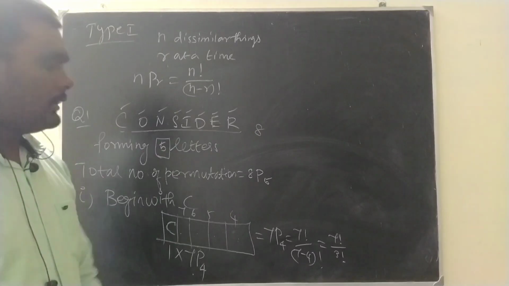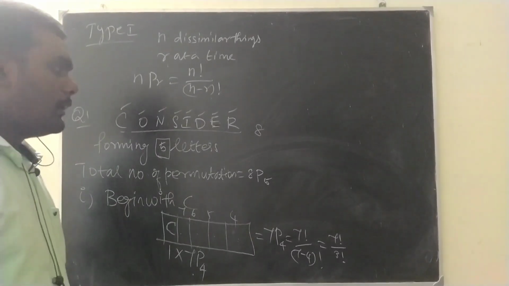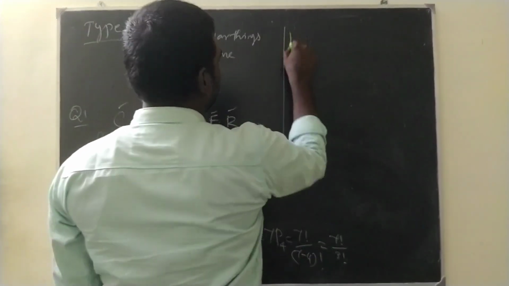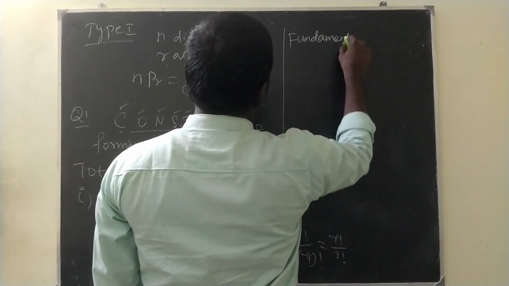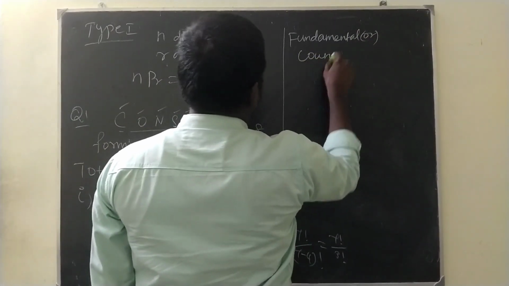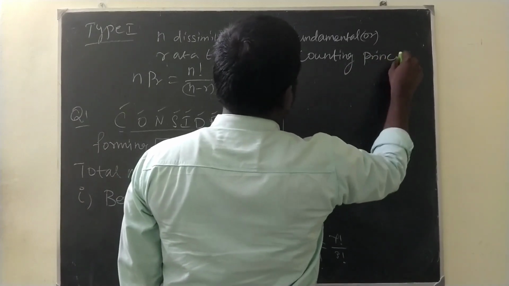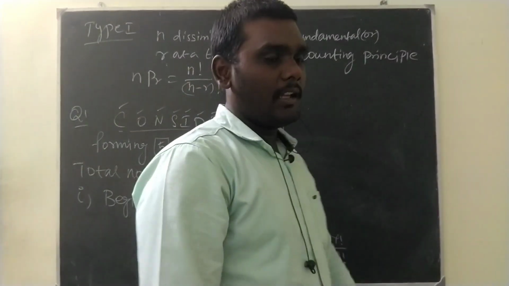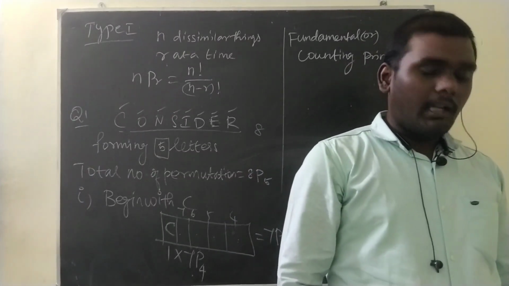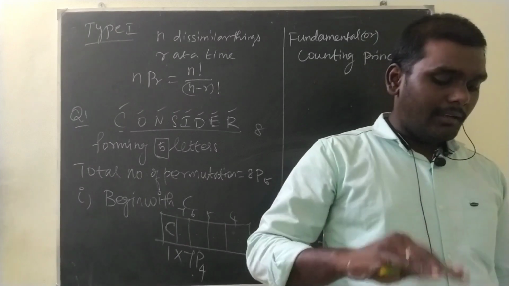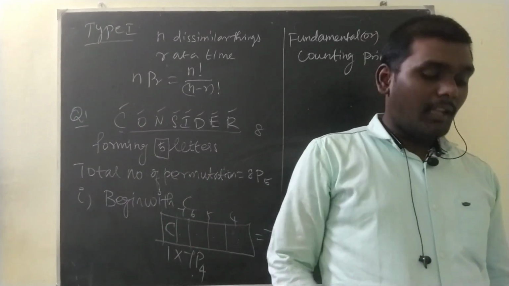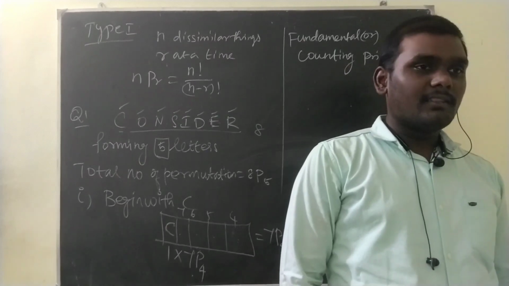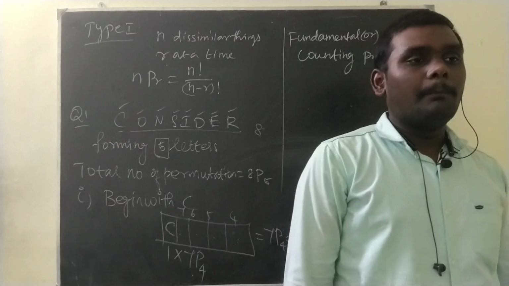Also, that gives the definition of one important principle, that is the fundamental principle or counting principle. What does the fundamental or counting principle state? See, if an operation can be performed in m ways and the second operation can be performed in n ways, then corresponding to each performance of the first operation, the two operations in succession can be performed in mn ways.